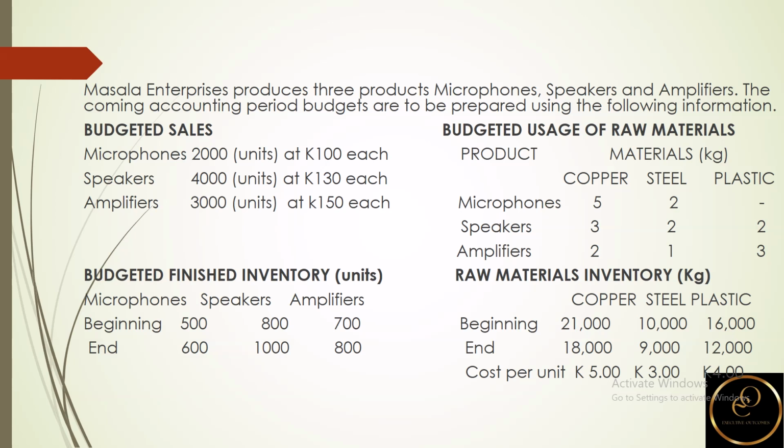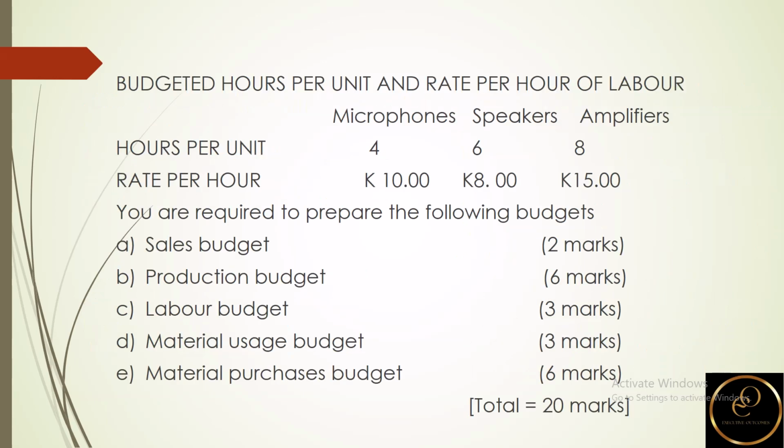You also have raw material inventory. So it shows you the closing and the opening balances in kgs. Furthermore, the question also gives us the budgeted hours per unit and rate per hour of labor. So for the products, microphones, speakers, and amplifiers, hours per unit are given as 4 hours per unit of microphone. So meaning to produce one microphone, you spend 4 hours. To produce one speaker, you spend 6 hours. To produce one amplifier, you spend 8 hours.